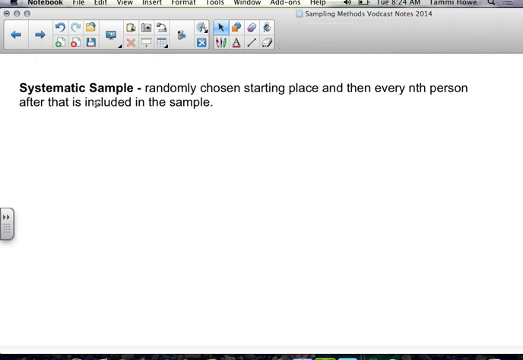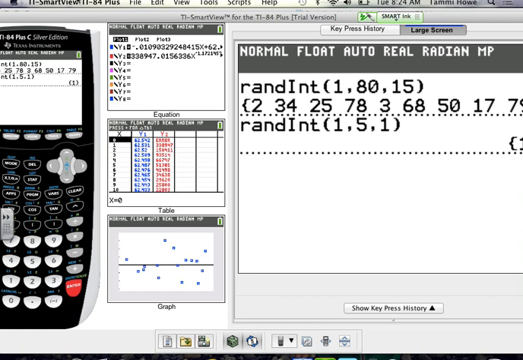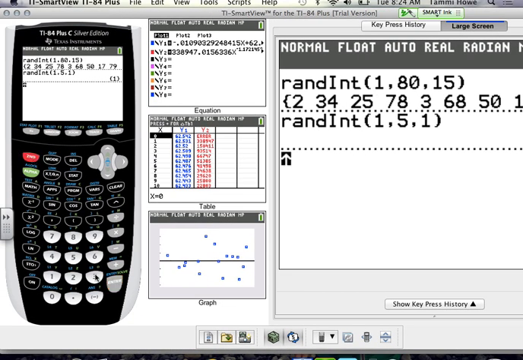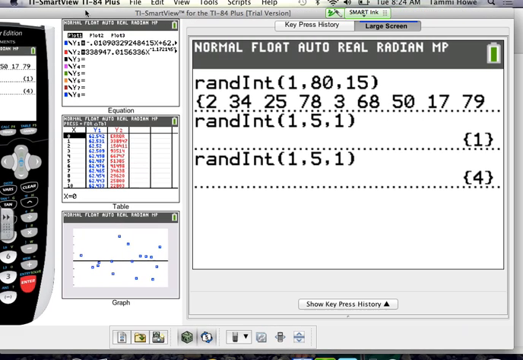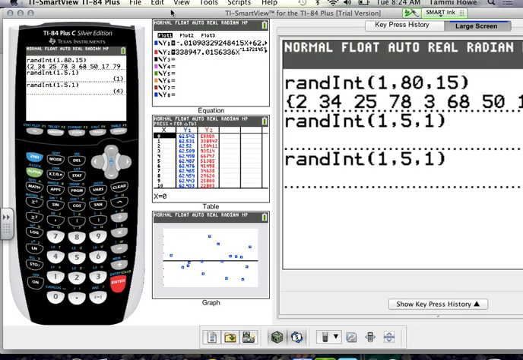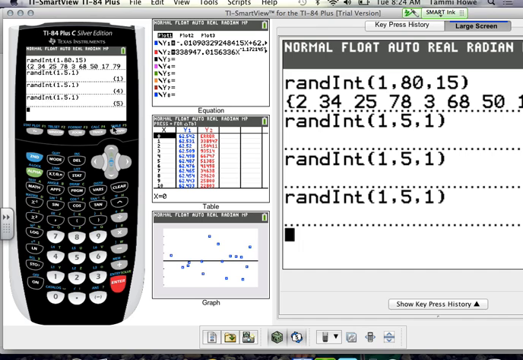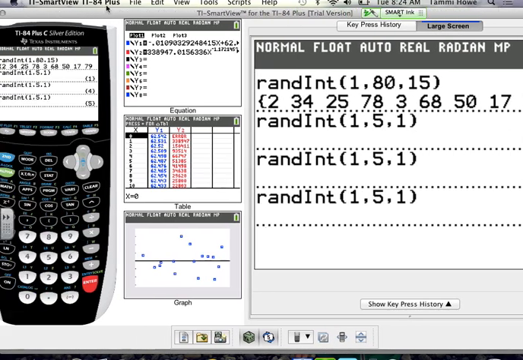Okay, so the next type that we have is something called a systematic sample. And a systematic sample is when we randomly choose a starting place, and then we talk to every nth person after that. So what I might do is I might pick a random number between 1 and 5, and I get a 4. And then I'm going to pick a second random number, possibly between 1 and 5, maybe between 1 and 10, and I get a 5.